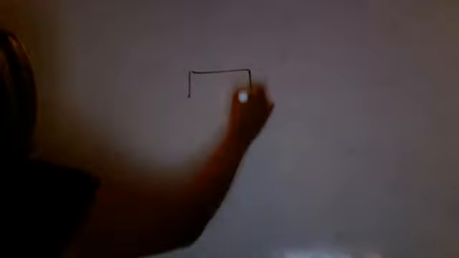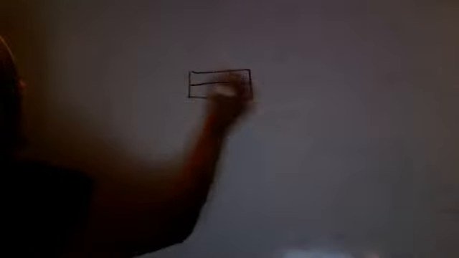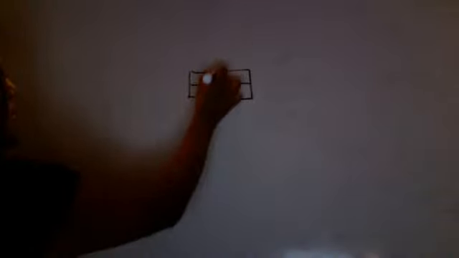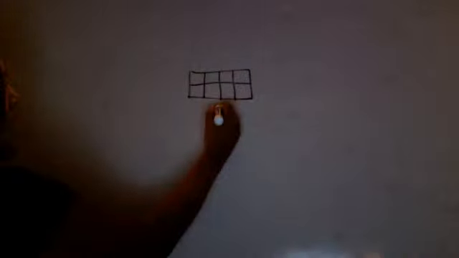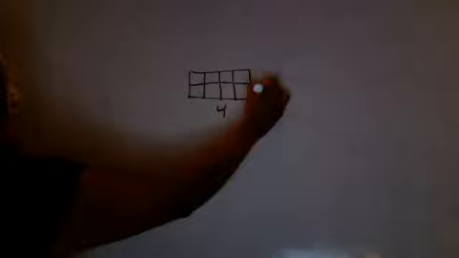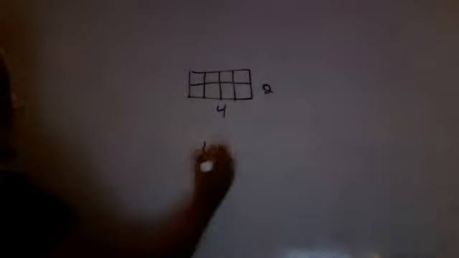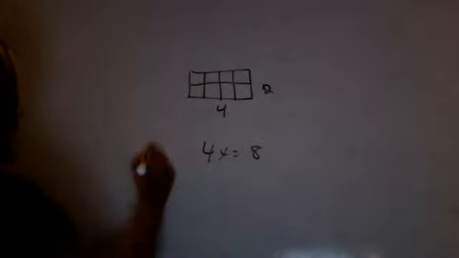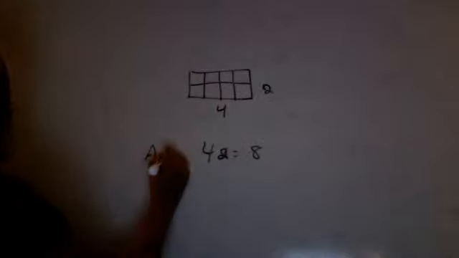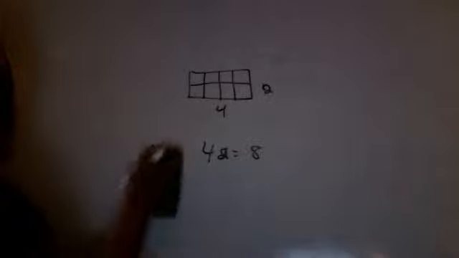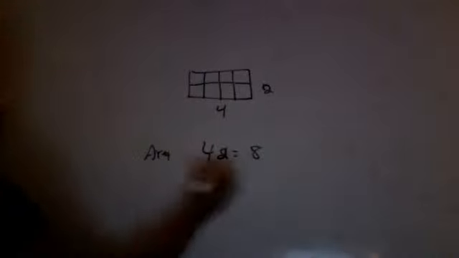So let's just start with the basic. How do you find the area of a rectangle or a square? Simply, you look at this one, for example. If I break it up, how many units do I have going this way? I have 4. And how many square units do I have? 2. So I can simply do 4 times 2, which will give me 8 square units.